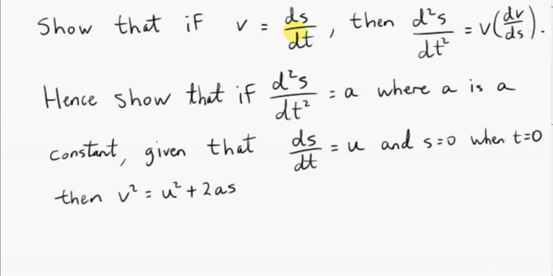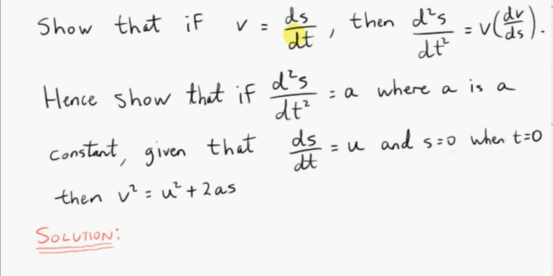Show that if v equals ds/dt, then d²s/dt² equals v times dv/ds. Okay, so we're given this differential equation here. It's obviously a first order differential equation, and we want to transform it into a second order differential equation. That's an equation with a second derivative in it. It's easy to go from ds/dt to d²s/dt². We just differentiate ds/dt with respect to time.